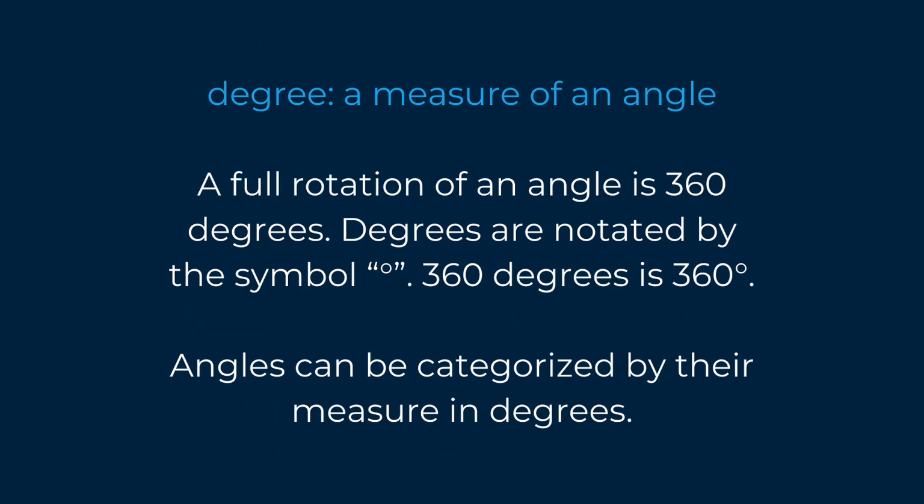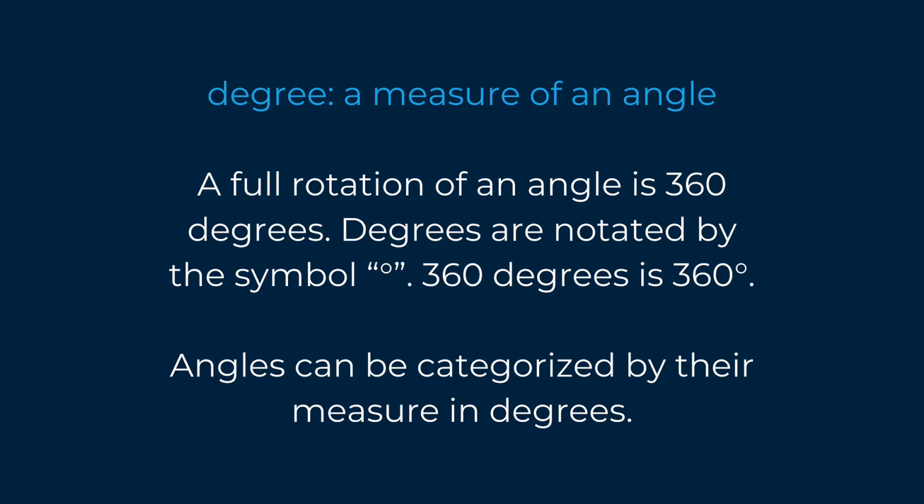The degree is a measure of an angle. A full rotation of an angle is 360 degrees. That's what you get when you go a full circle around an angle. Degrees are notated by this symbol. It's the same symbol you would use for degrees in Celsius and Fahrenheit. But 360 degrees is just 360 degrees notated by that symbol.